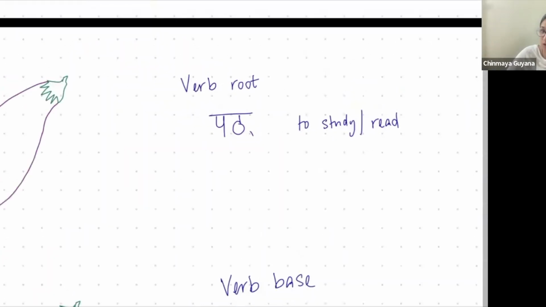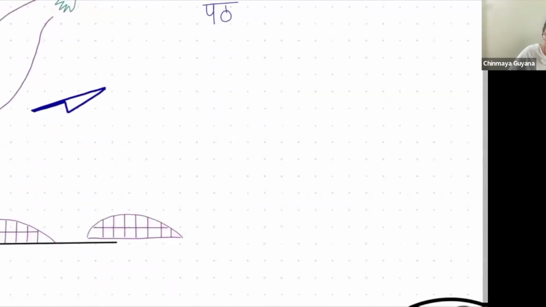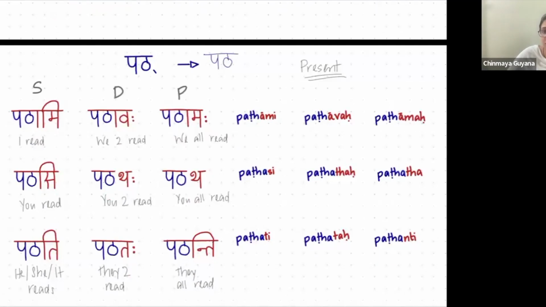From the verb root, which you cannot use in the language, you take that verb root and make it into a verb base. How exactly is it made into a base? If it has a halant, most of the time, like 80% of the time, the halant gets removed and you end up with patha. Then to patha, you add all the endings that we saw: ami, avaha, amaha, si, thaha, tha, ti, taha, anti. These endings get added to the patha over and over again, and we end up with our conjugation table.